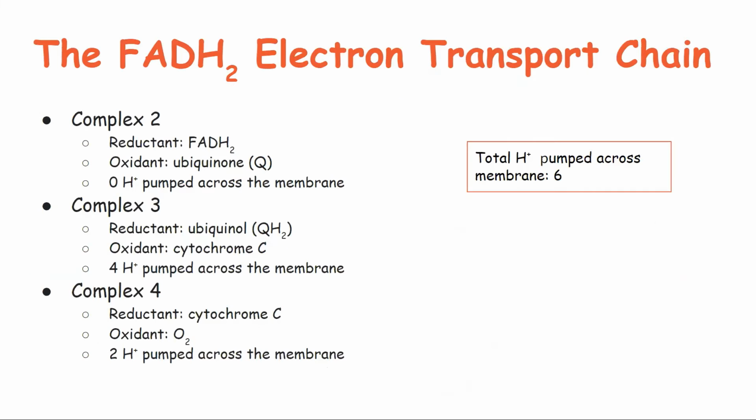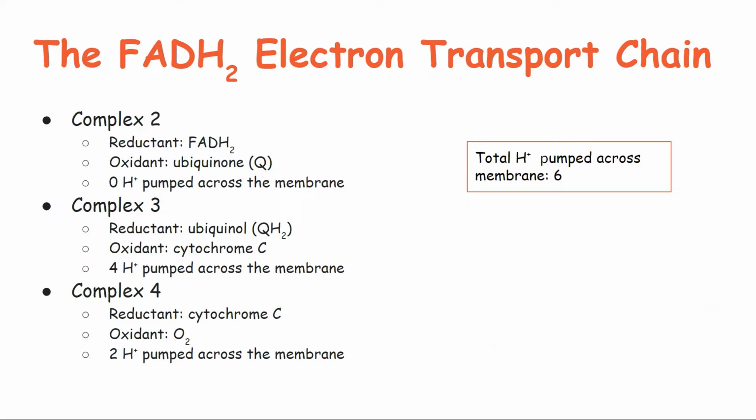Next, we'll talk about the FADH2 electron transport chain. So in this one, just like in the other one, we have 3 complexes that we're looking at, but this time they are 2, 3, and 4 instead of 1, 3, and 4. In complex 2, the reductant is FADH2, and the oxidant is ubiquinone. In this one, 0 hydrogens are pumped across the membrane. Complexes 3 and 4 are the same as earlier.